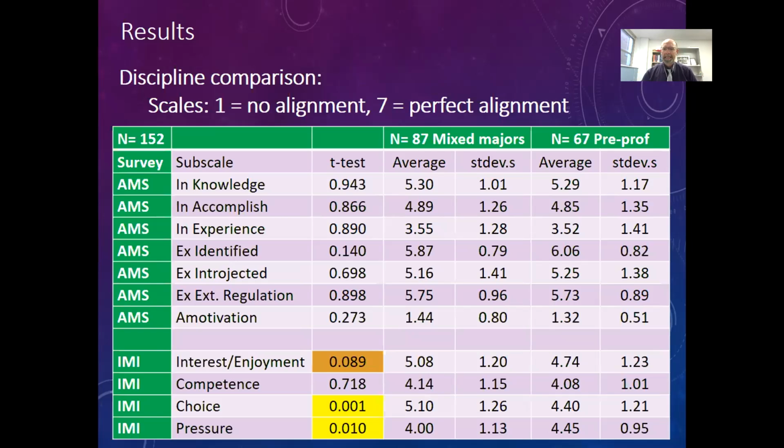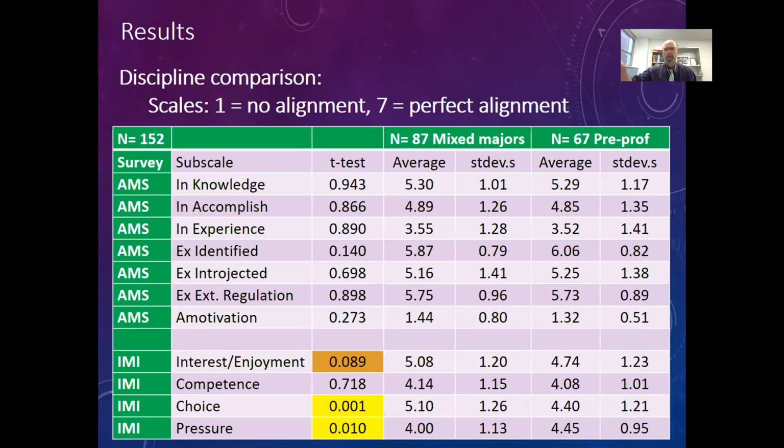So here what we find is that there are large significant differences between the populations that are mixed majors and pre-professional. We're finding here that the students that are mixed majors feel that they have a better choice, or a broader choice, of what they're going into. So again, being that they are maybe mixed majors, versus nursing.